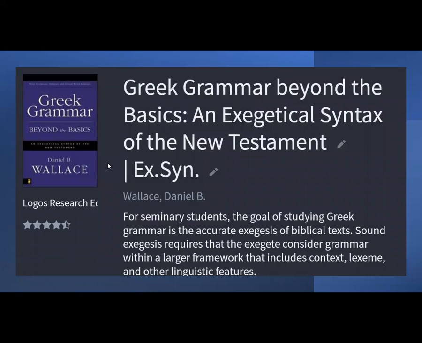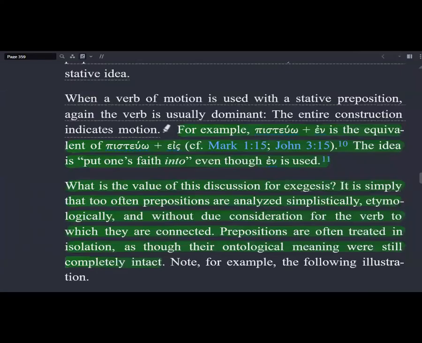So we're going into Wallace's Greek Grammar Beyond the Basics here. He says, for example, pisteuon plus in is the equivalent of pisteuo plus eis. The idea is put one's faith into, even though in is used. What is the value of the discussion for exegesis? It is simply that too often prepositions are analyzed simplistically, etymologically, and without due consideration for the verb to which they're connected. Prepositions are often treated in isolation, as though their ontological meaning were still completely intact.